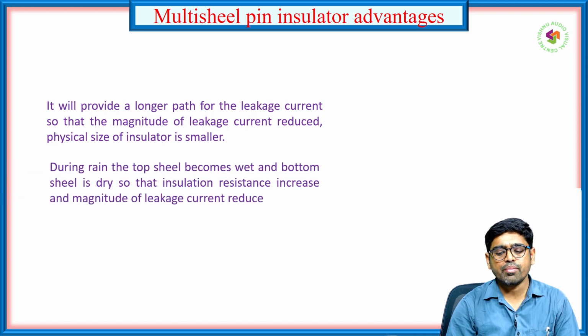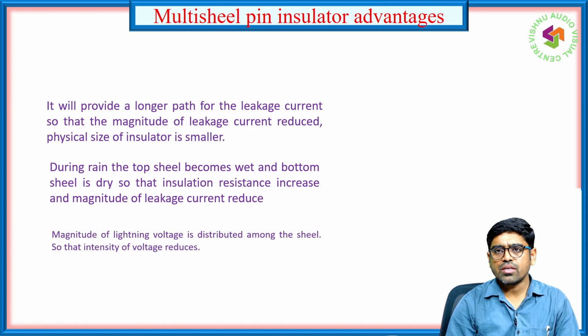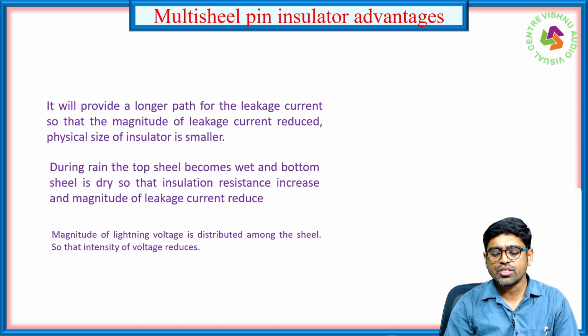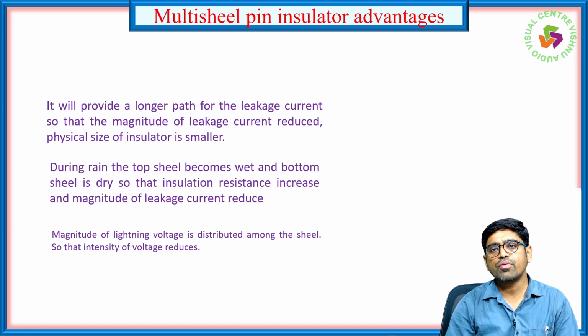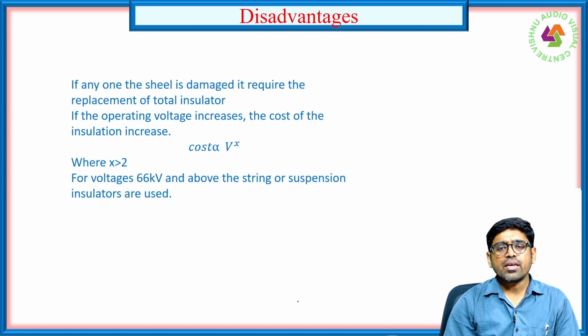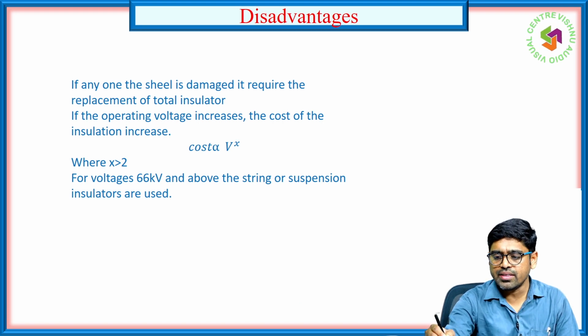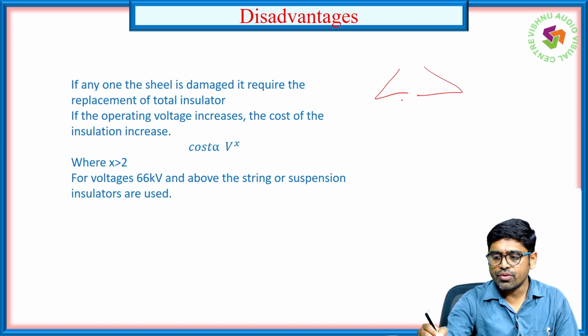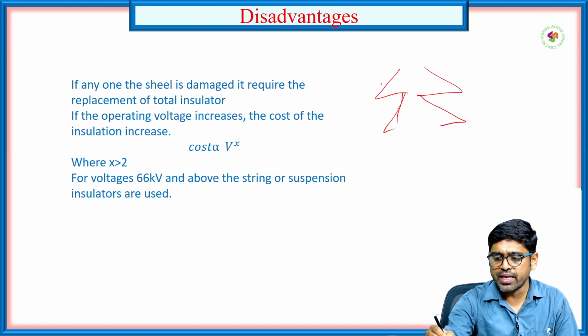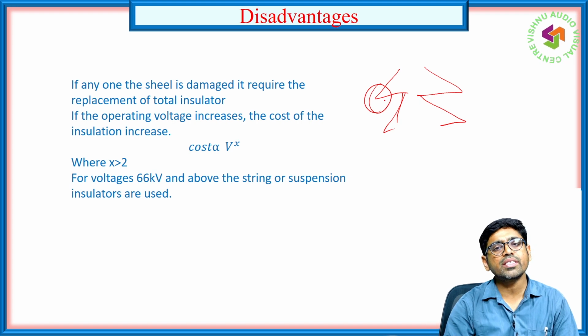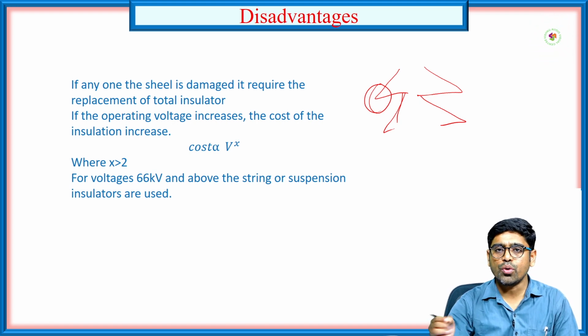During rain, the top shell becomes wet and the bottom shell is dry, so the insulation resistance increases and the magnitude of leakage current is reduced. If lightning comes, the lightning voltage is distributed among the shells, so the intensity of the voltage is reduced in the multi-shell. The disadvantage of this multi-shell insulator is that if any one shell is damaged, we need to replace the total insulator.